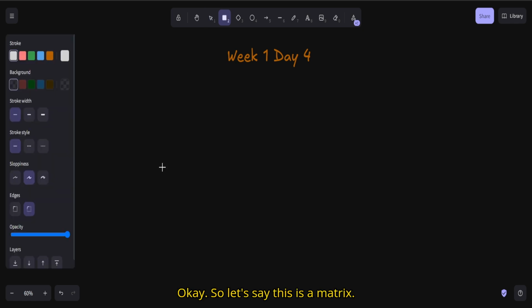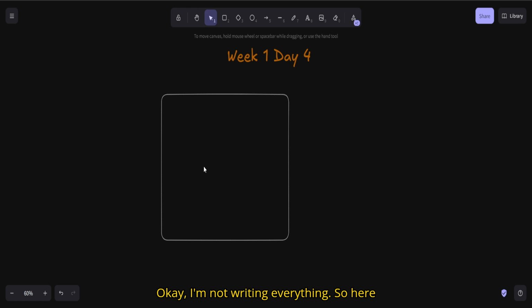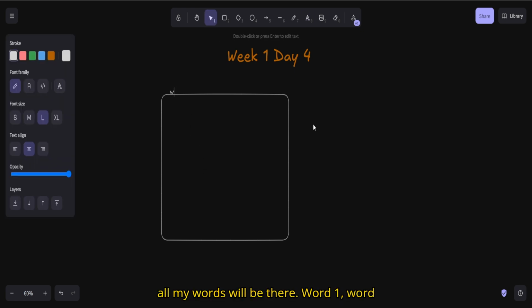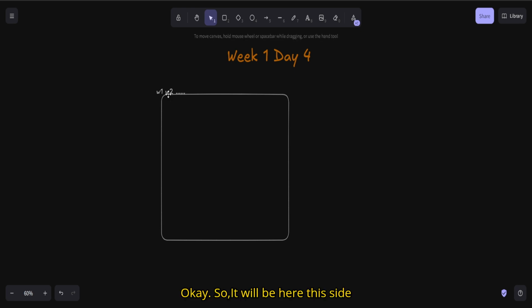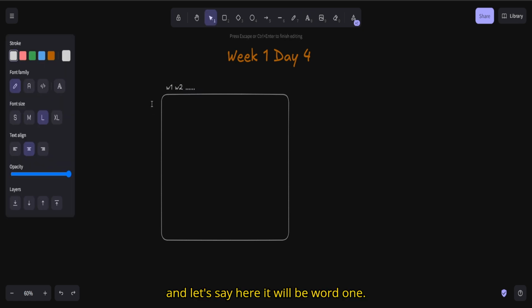Okay, so let's say this is a matrix. I'm not writing everything, so here all my words will be there. Word one, word two, and so on. It will be here this side, and let's say here it will be word one. This is the attention matrix we're drawing. There are several kinds of masks we can do.